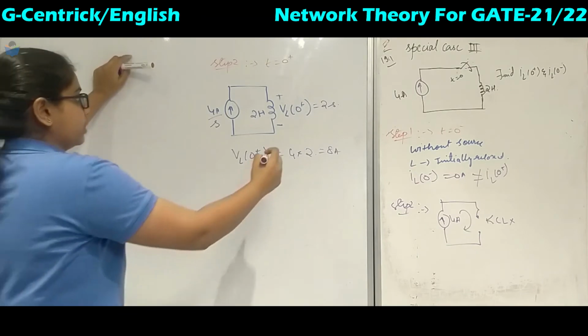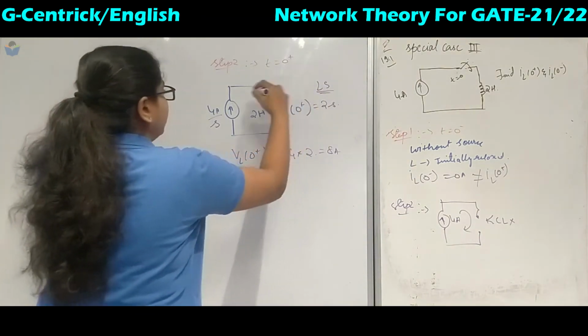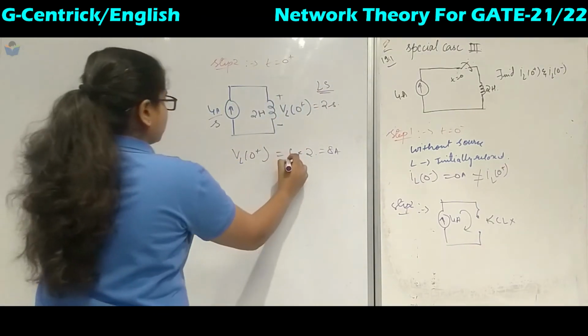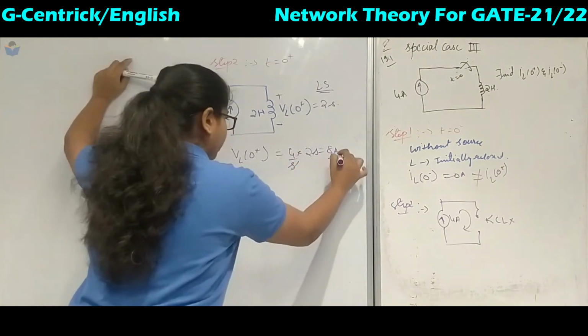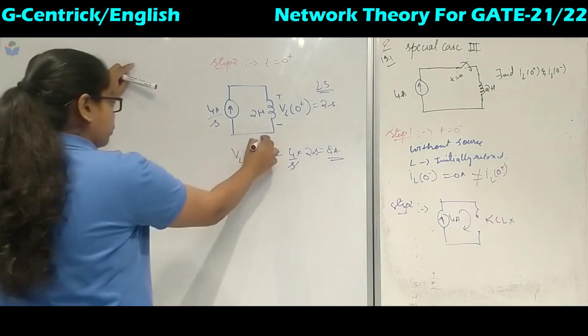That is because Ls is the Laplace transform of the inductor. So when you do that, this is 4 by S over 2 into S, this S and S get cancelled. So our answer will be 8 amperes. So this is the voltage we got.